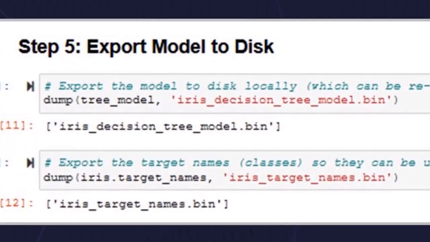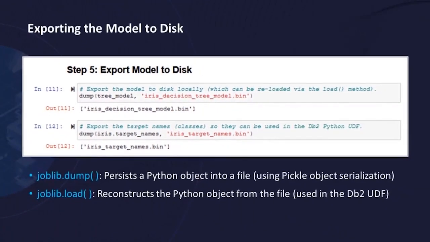I'm writing a serialized version of the model out to disk, along with the target names, which are the species names, because for some reason they're not in the model object anywhere. At least I couldn't find them there. And I want my UDF to return the species name to the caller, so I need to pass along the list of the species names into the UDF as well. So that's why I'm dumping both the model and the species names.